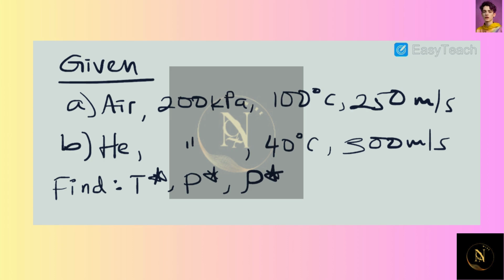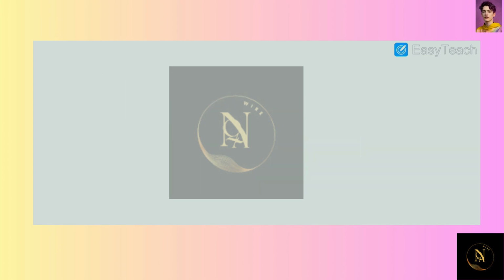And the way that we're going to be doing this is by first solving for the stagnation properties of the gas, and then using our isentropic flow relations to solve for T star, P star, and rho star. So let's go ahead and get started.